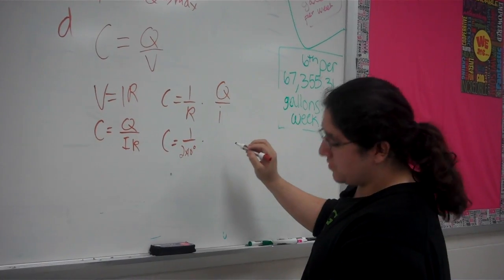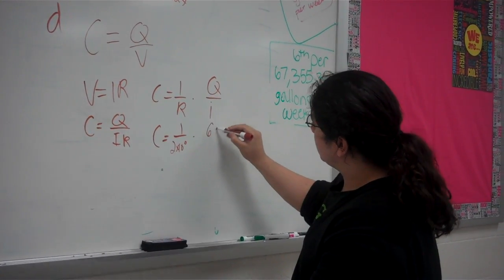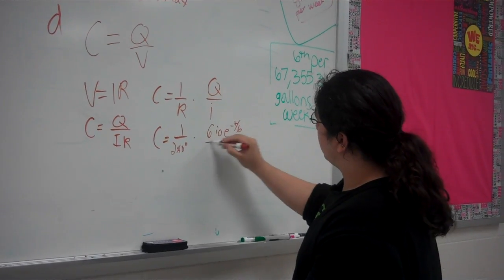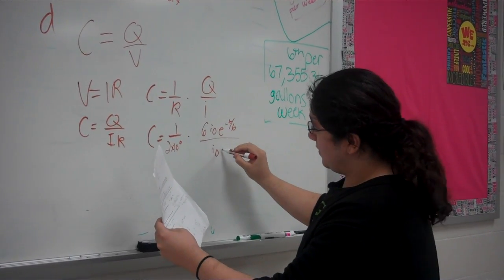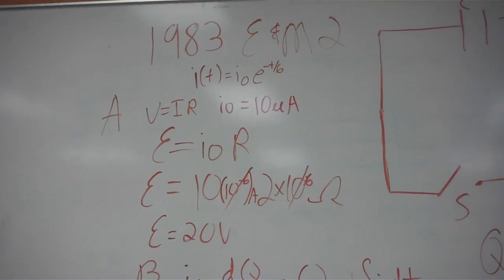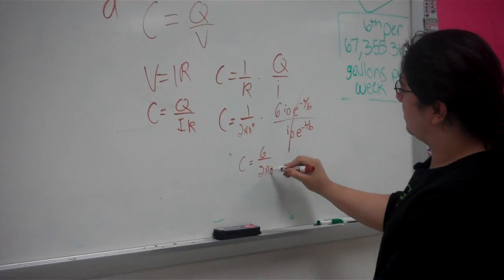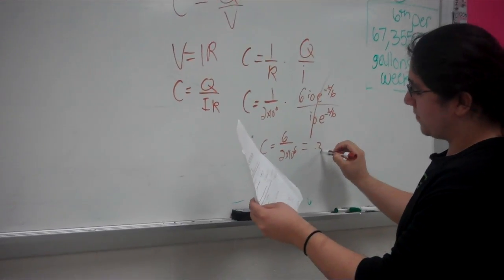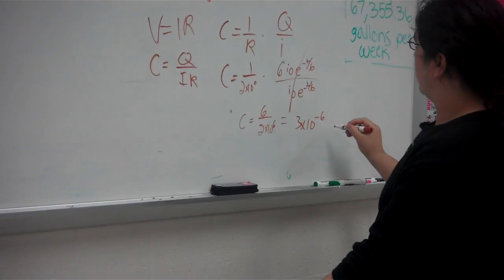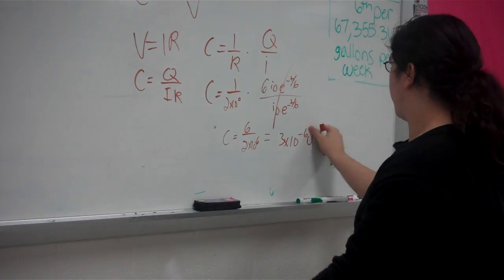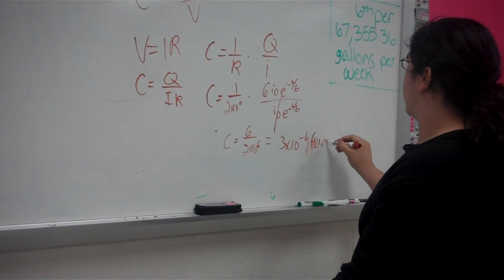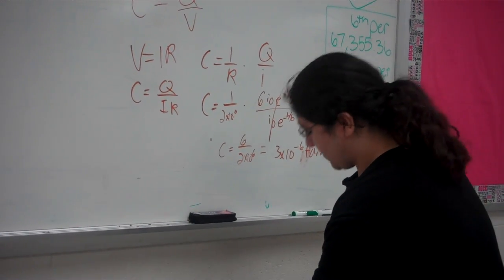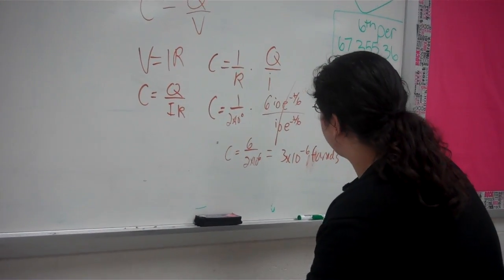6 I naught e to the negative t over 6 divided by I naught e to the negative t over 6. These cancel out, leaving us with C equals 6 divided by 2 times 10 to the 6, making this equal to 3 times 10 to the negative 6 farads. That's it.